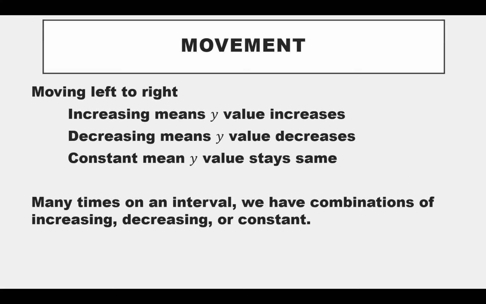And when you think about x getting bigger, that's moving left to right. So think about how you read a book in English, obviously. When we read, our eyes go left to right. And increasing means if I look at that graph as it's moving left to right, are the y values getting bigger? Decreasing means as I move left to right, are the y values getting smaller? And then constant means the y values are staying the same. If the y values stay the same, then we get a horizontal section.